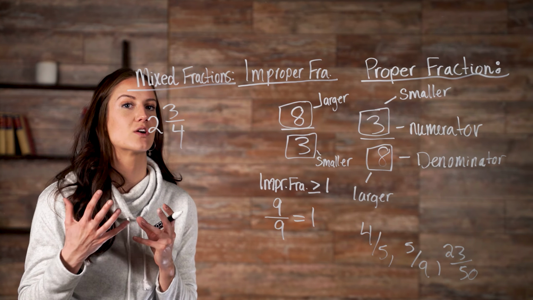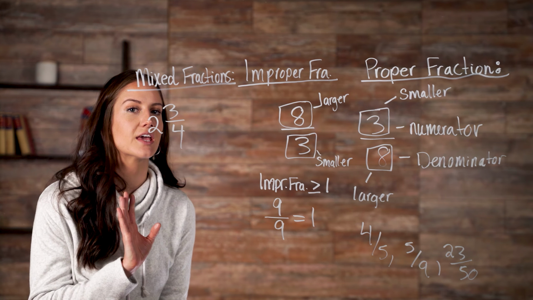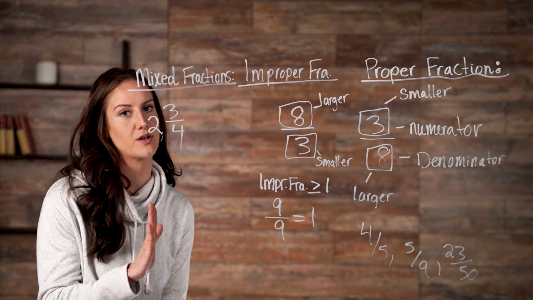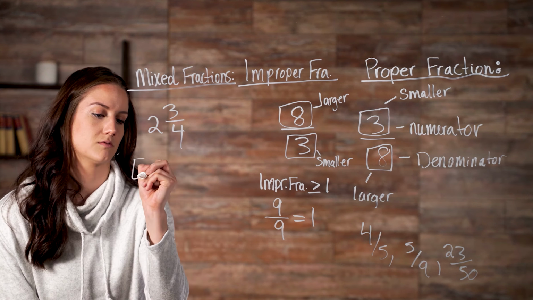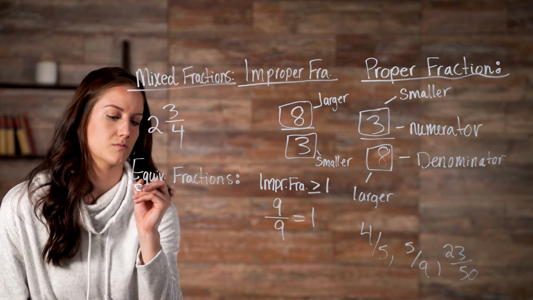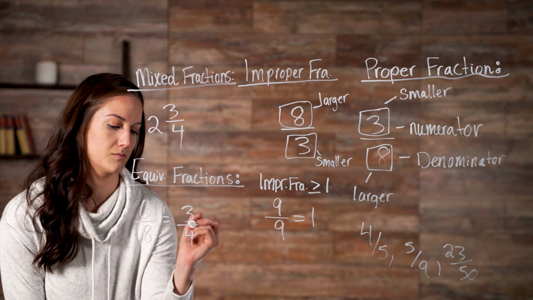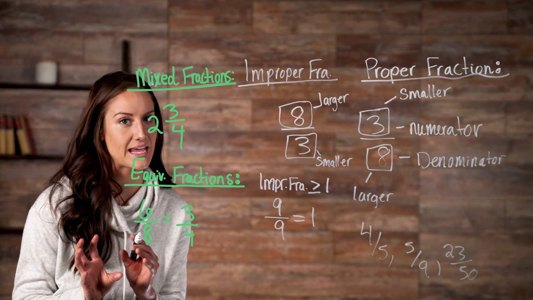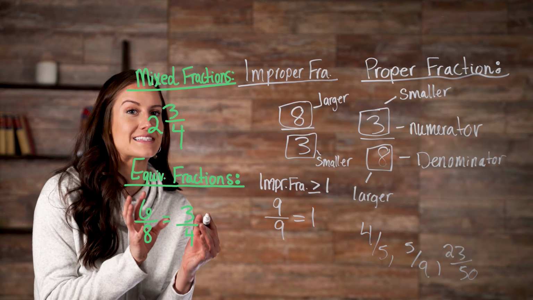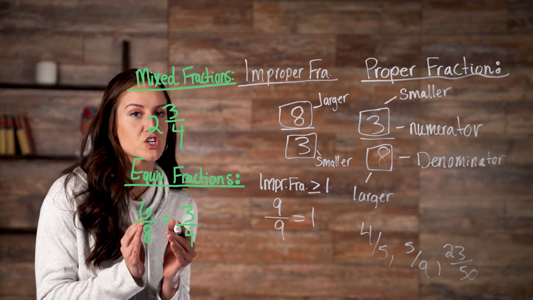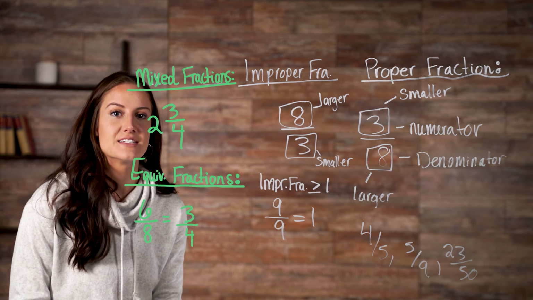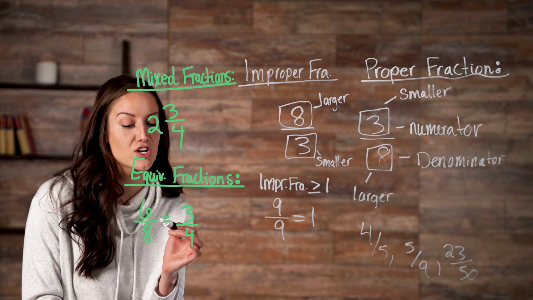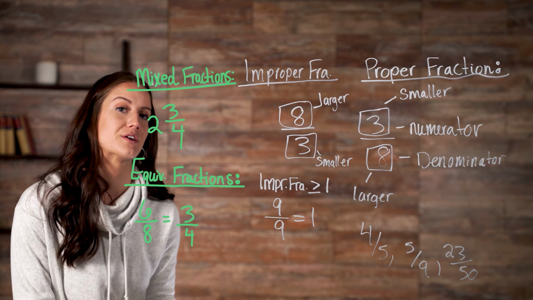We also have equivalent fractions. Equivalent fractions are two different fractions that name the same number. For example, 6/8 and 3/4 look different, but they're the same. 3/4 is just a simplified or reduced version of 6/8. To simplify 6/8, you just divide the numerator and the denominator by 2 to get 3/4.